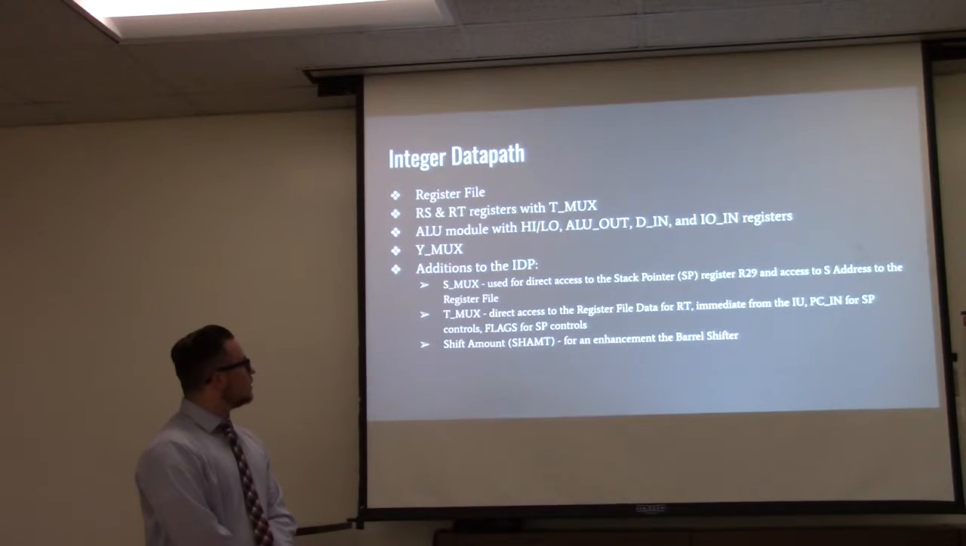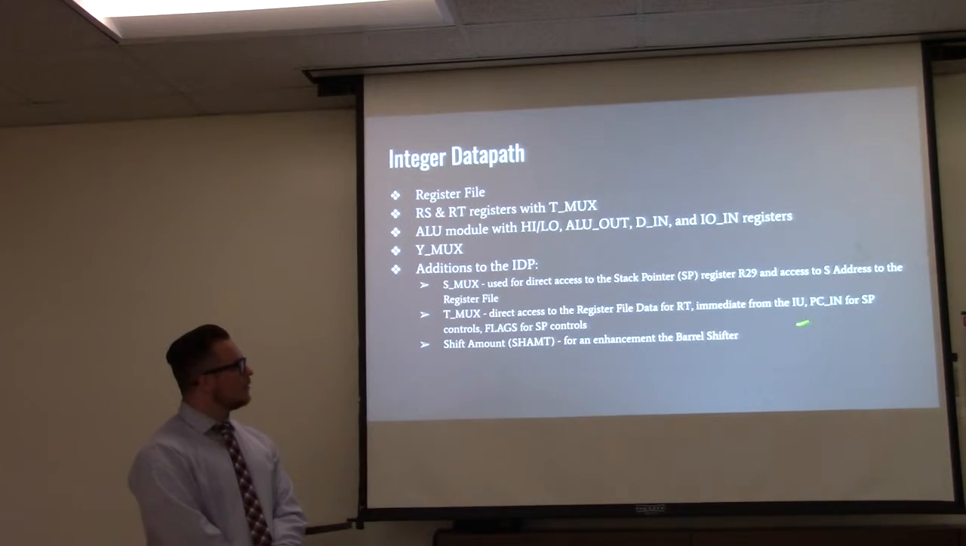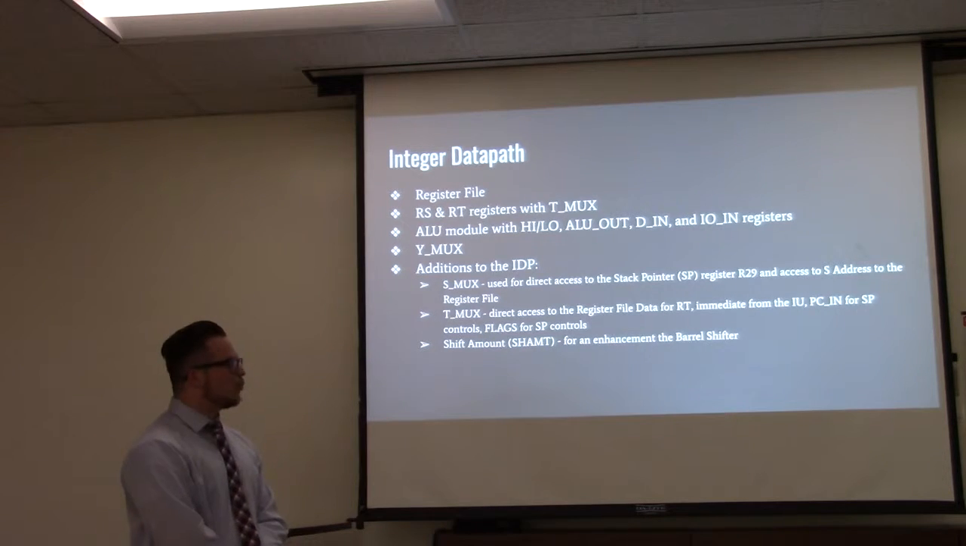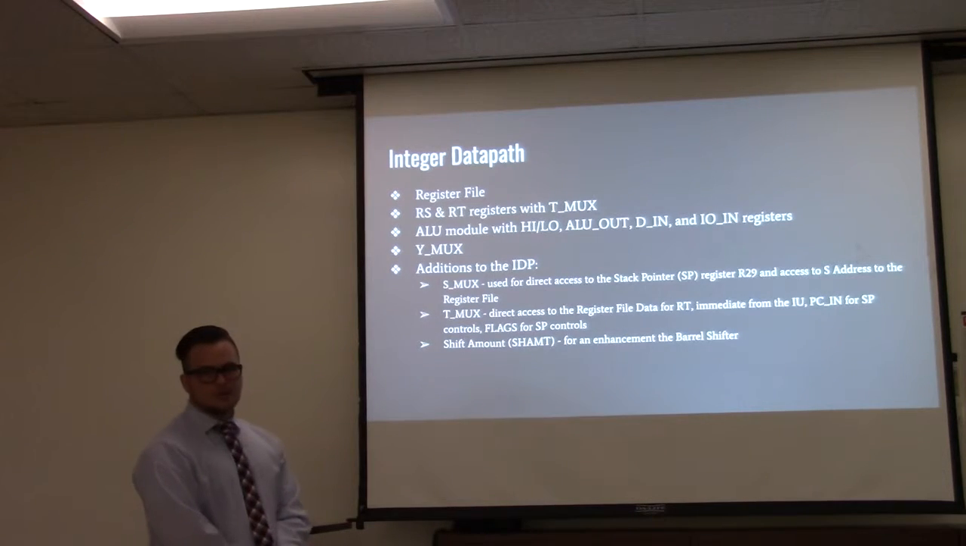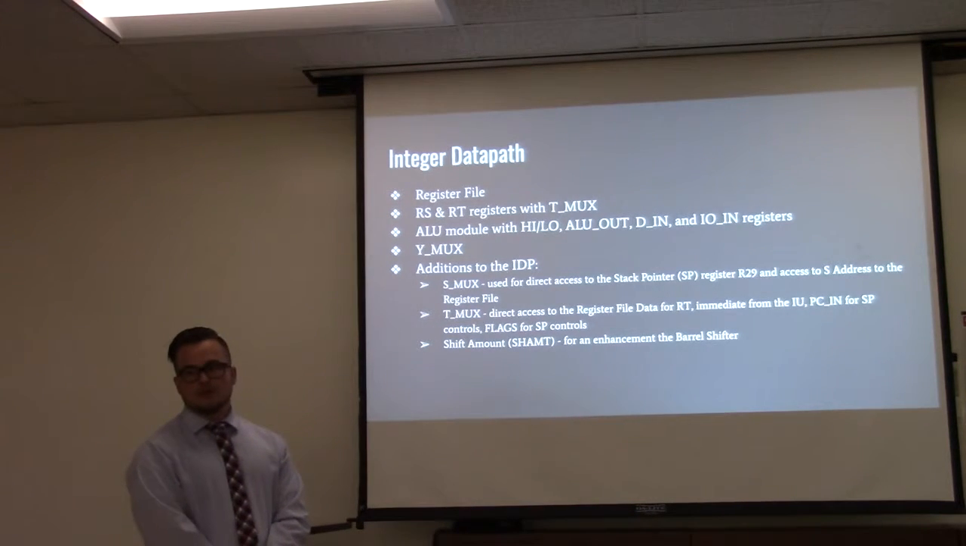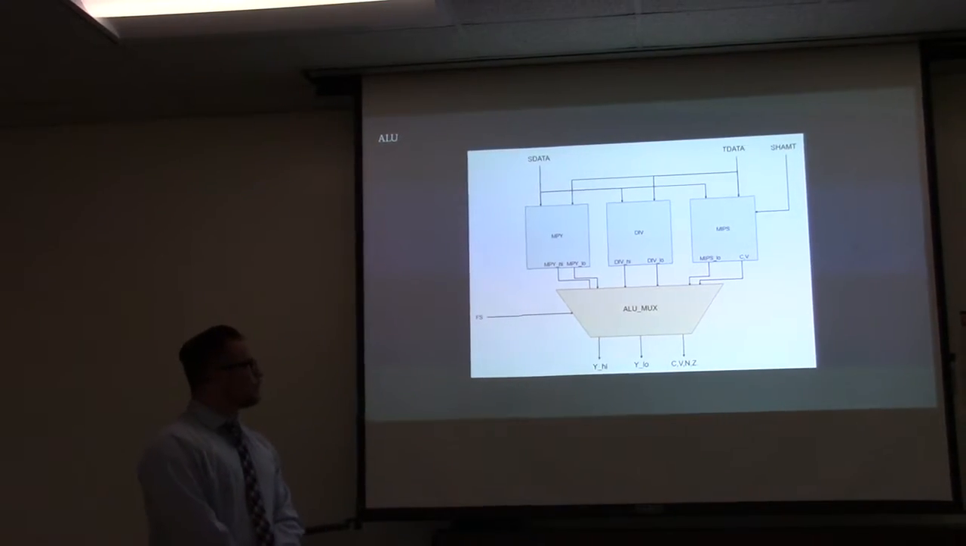Next we have the TMUX, which has the data to RT from the register file. We have the immediate value from the IU, the program counter that we added in for stack pointers, and then the flags for the stack pointer control as well. Along with that, in the ALU level, we added a barrel shifter, so we added a shift amount into the ALU. This is our ALU.